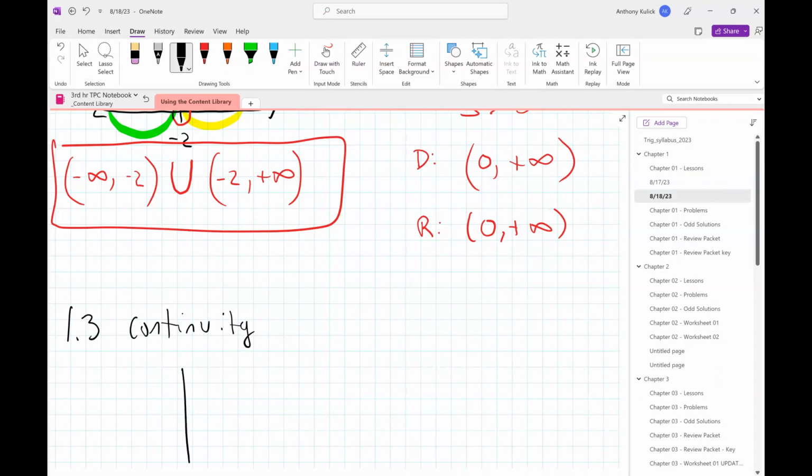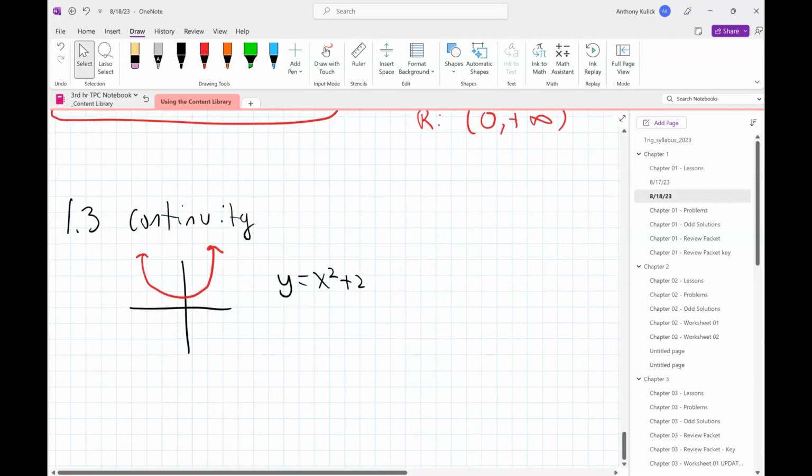So remember when we drew y equals x squared plus 2 earlier? That's continuous because I can draw the parabola without having to pick up my pencil. Everybody's okay with that? If you can't do that, we say that kind of function would have some kind of discontinuity in it, where there's a break in the graph somehow.